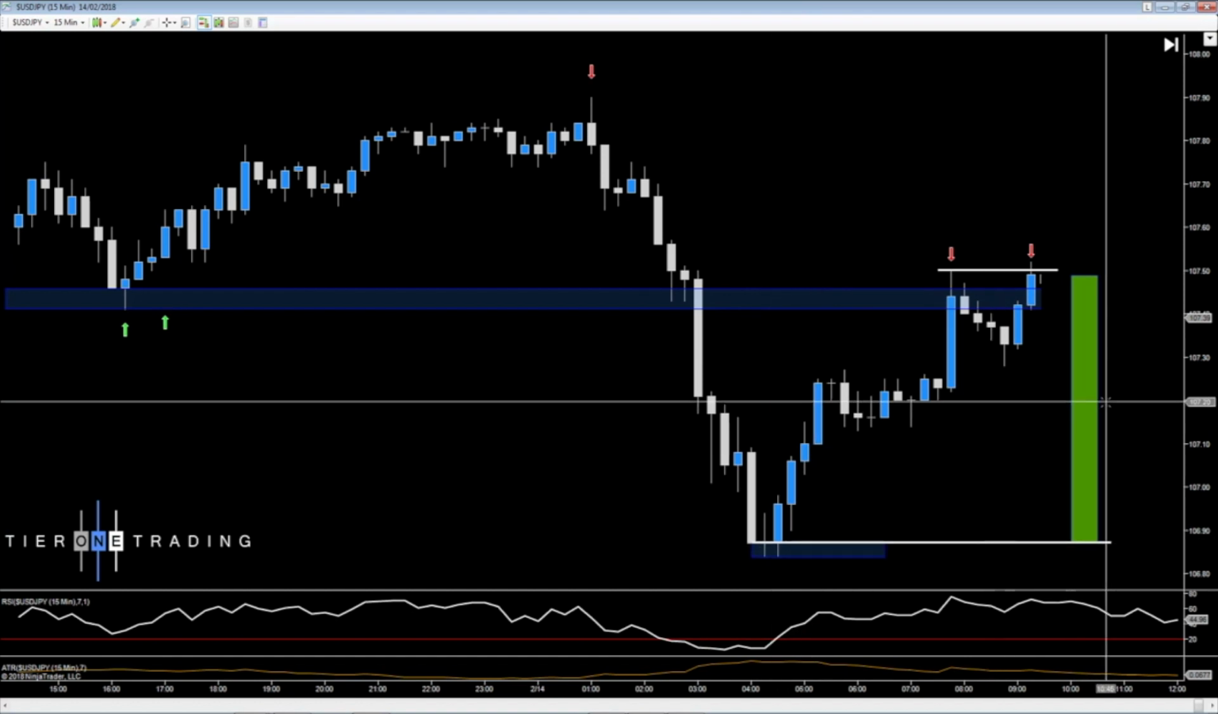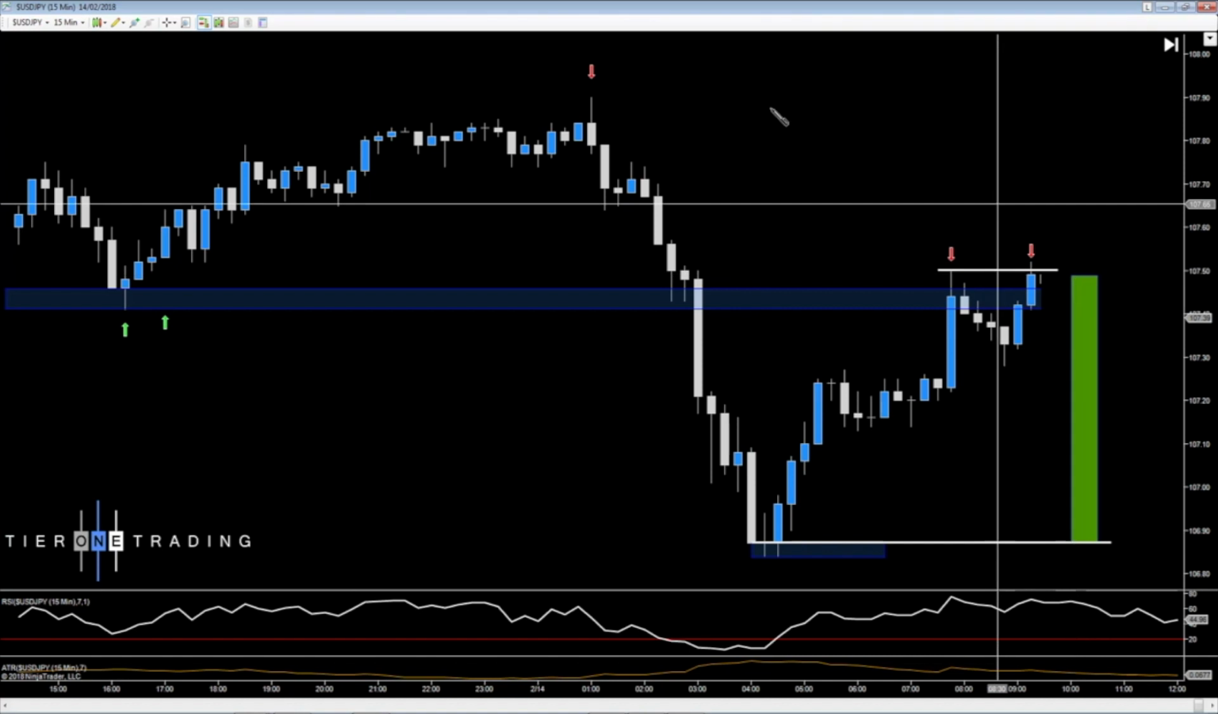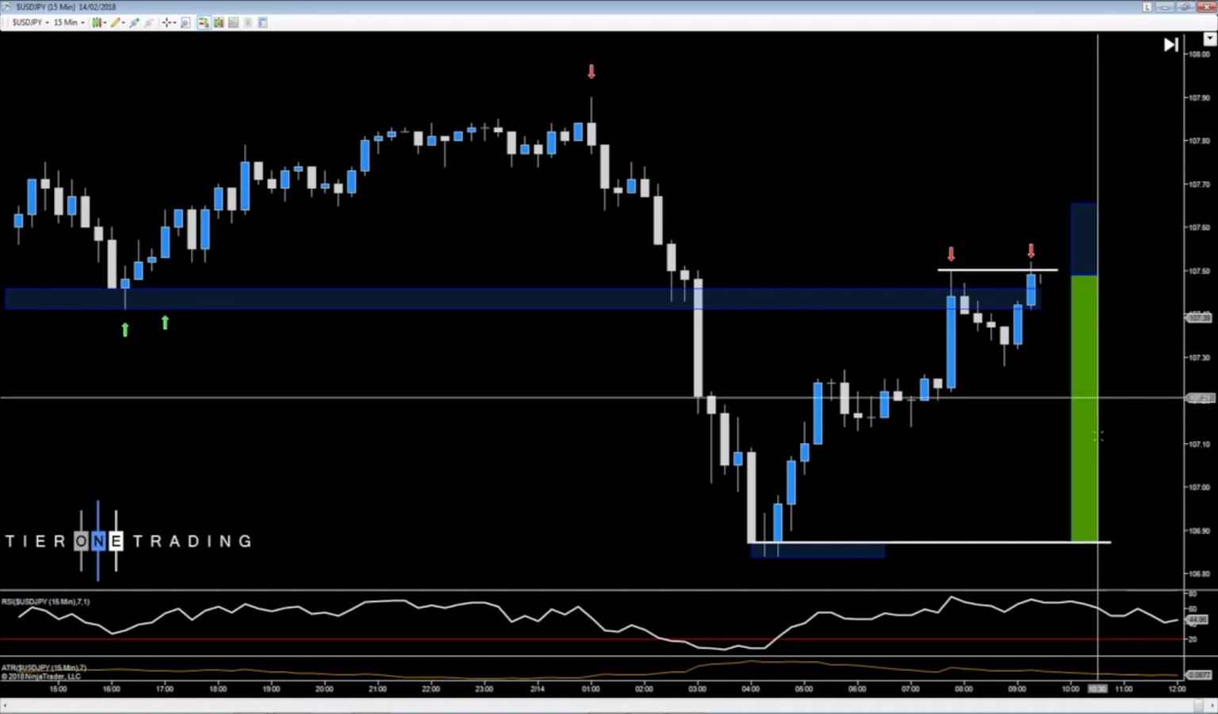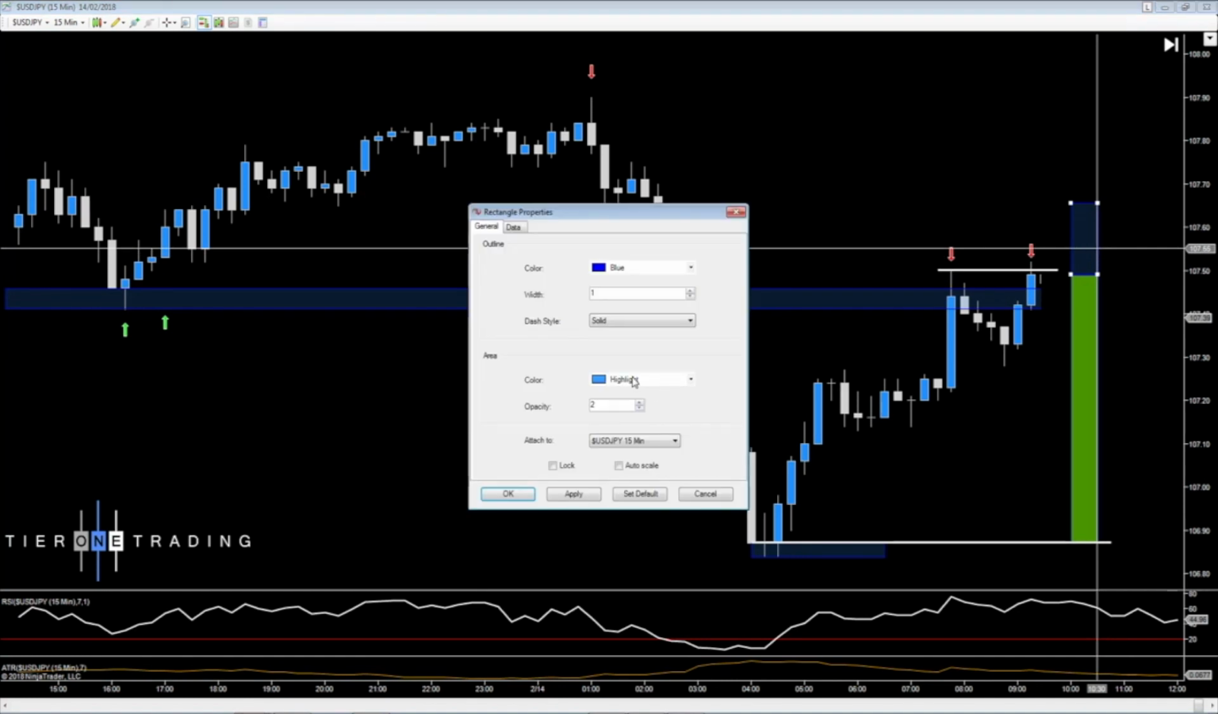And then where my stop loss is going is at an ATR above this structure level here. So we're looking at a 15 pip ATR base stop. It's going to put us up here. Let's color this in red.